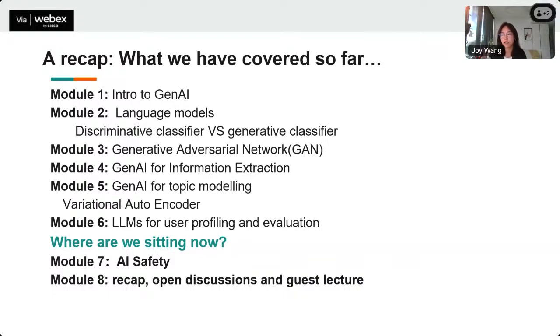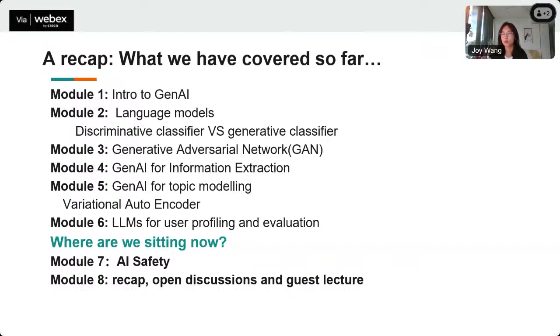In the last week, module 5, Doi introduced the topic modeling techniques and how we can achieve this with Gen AI. Especially, we introduced a very important architecture called the variational autoencoder, and this part is quite theoretical. Then as a following section, module 6, we learned how we can use the large language model for user profiling and evaluation.